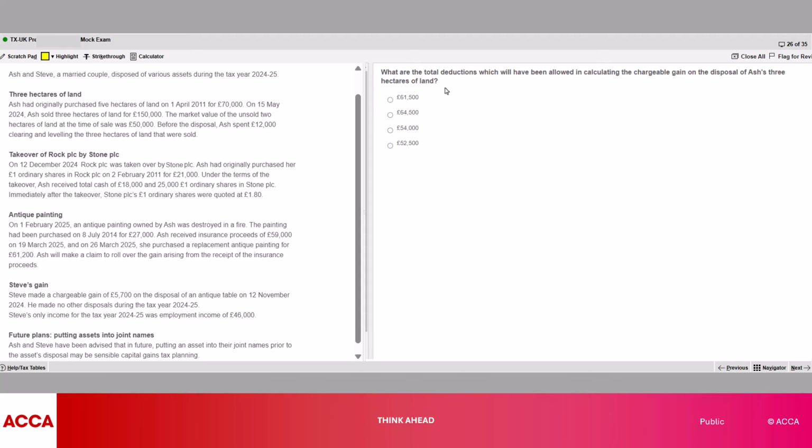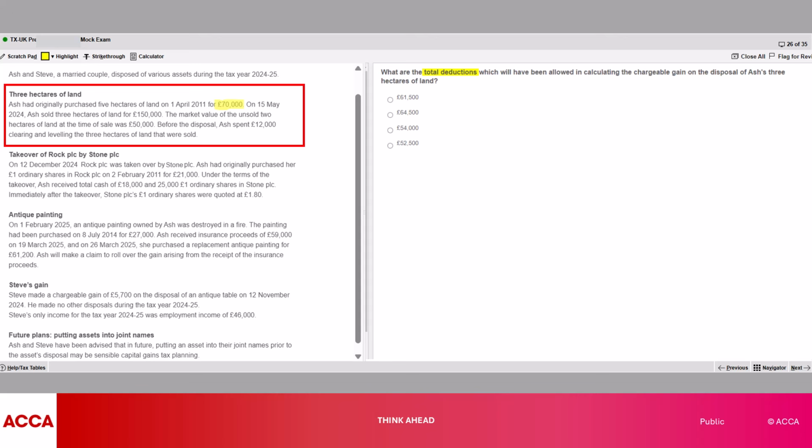We have separate bits of information on the left here for the 5 questions, all relating to capital gains tax. First of all, we have a question involving a part disposal. So the question is, what are the total deductions which will have been allowed in calculating the chargeable gain on the disposal of Ash's 3 hectares of land? This is this first bit of information. We have Ash originally purchasing 5 hectares of land for £70,000. So that's our cost. And selling 3 hectares of that land for £150,000.